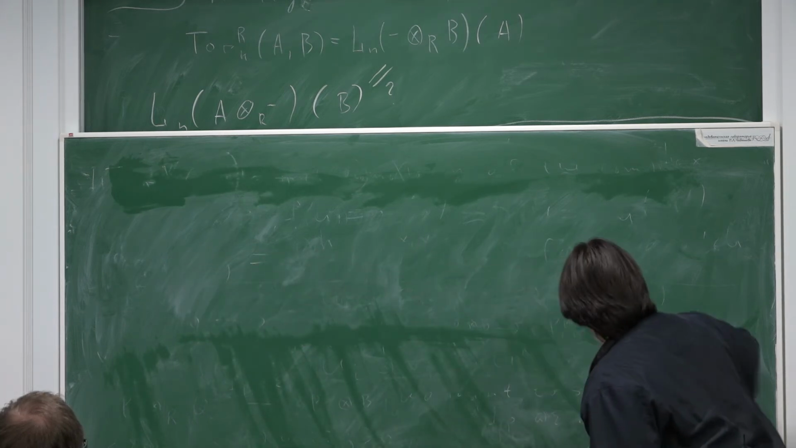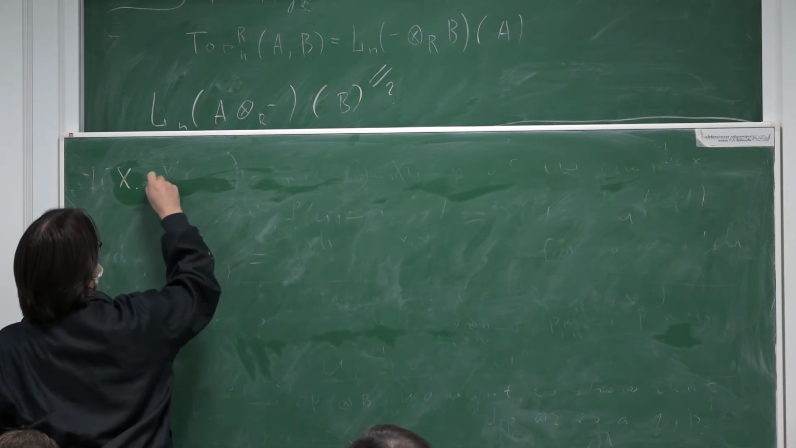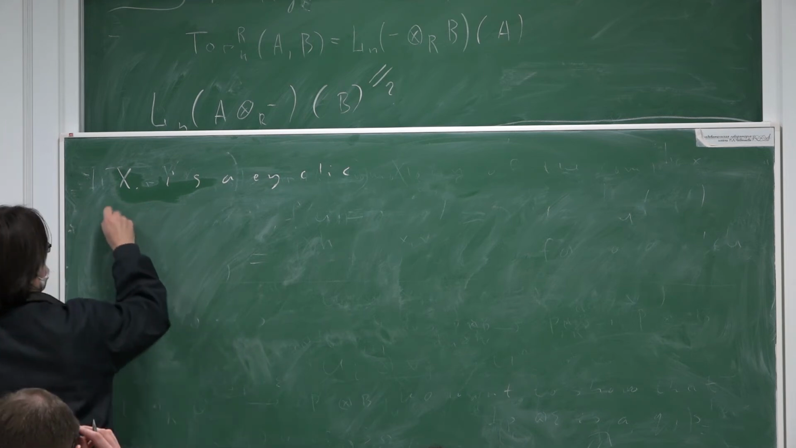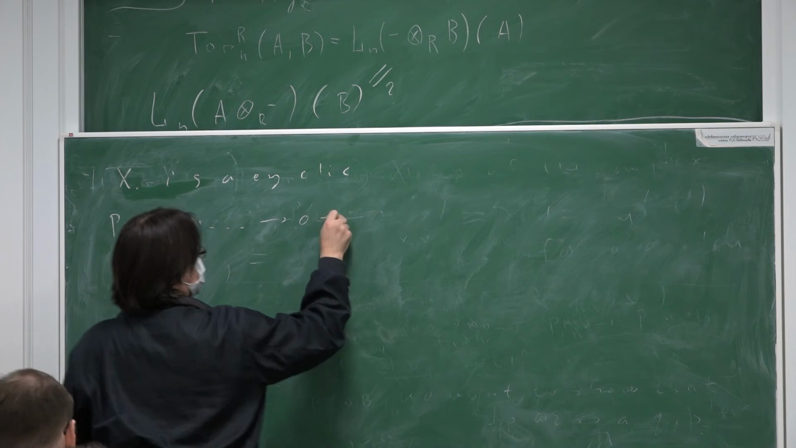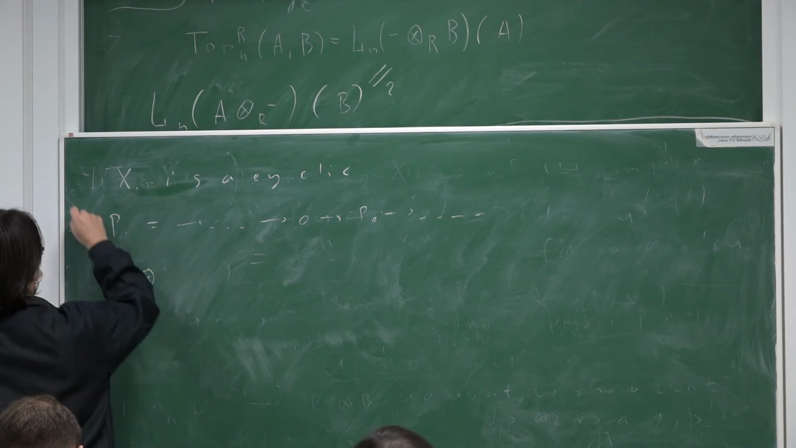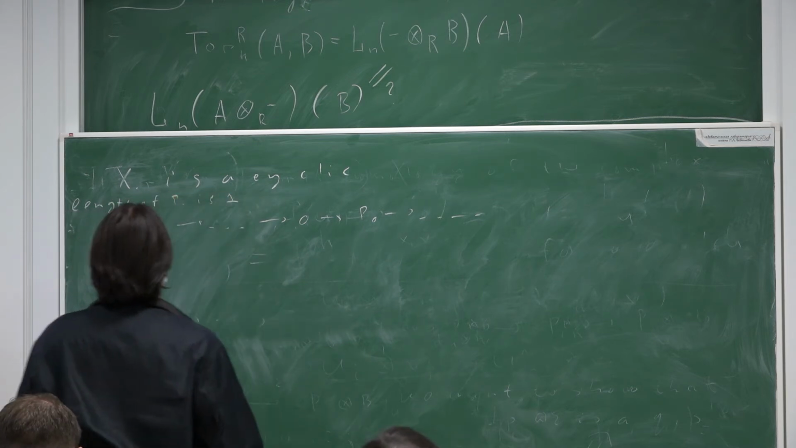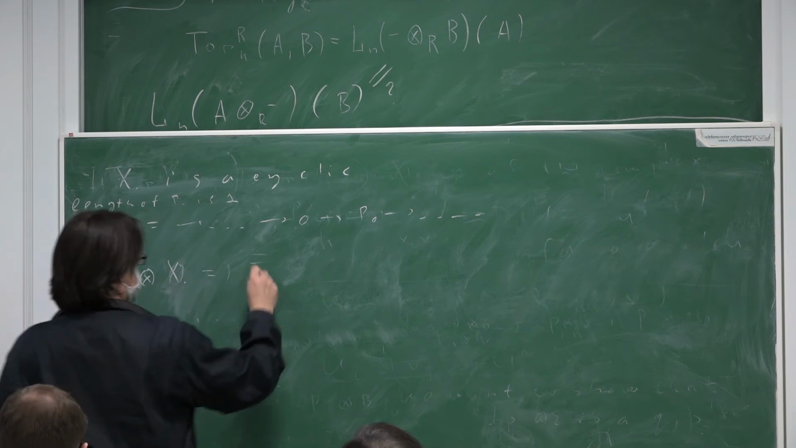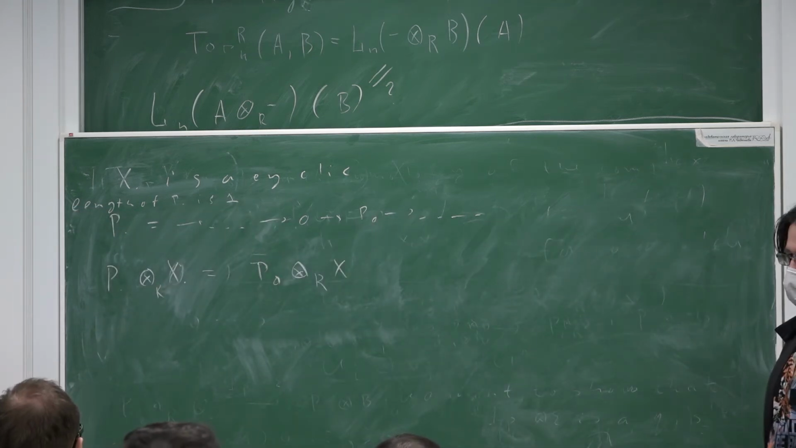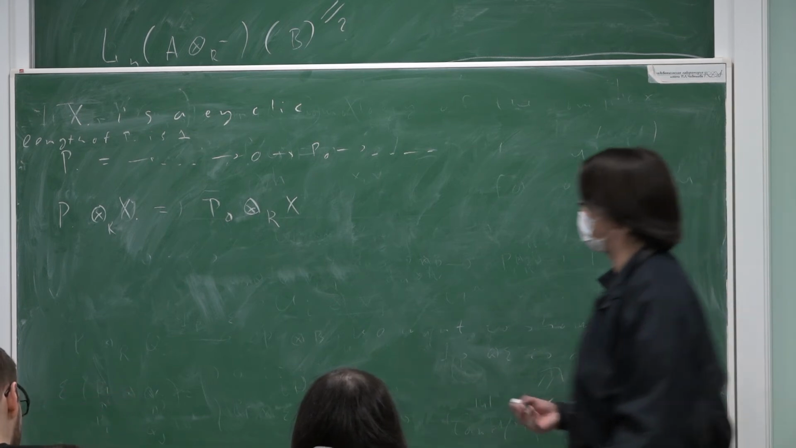So let X be acyclic. Then, if P is P0, like length of P is 1, then P tensor X is simply P0 tensor X. And it is acyclic because projective modules are flat and they preserve short exact sequences, so they preserve acyclicity.